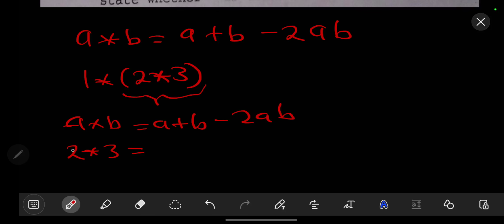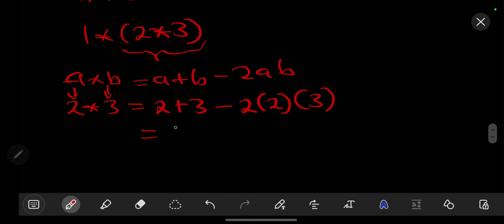Where there is A, you are going to put 2. So we have 2 plus 3 minus 2. Where there is A, you put a 2. That's the meaning: A is equal to 2, B is equal to 3. Then where there is B, you put a 3. So we are going to have 2 plus 3 will give us 5, minus 2 times 2 is 4, times 3, that's 12. Then we are going to have 5 minus 12, that will give us negative 7. So our 2 star of 3 is equal to negative 7.